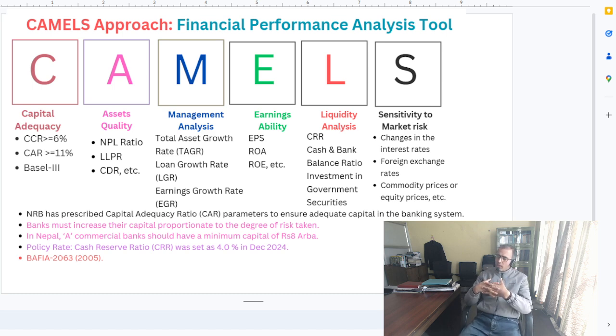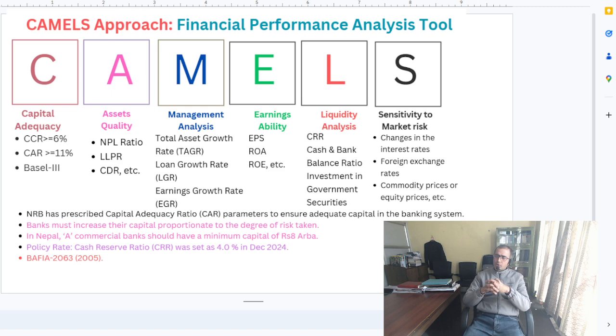Now let's move to the M part. M is about management; we also study the management perspective, like who the board of directors are and their management vision. But generally, when we quantify management, we could use the total asset growth rate, loan growth rate, and earning growth rate. Similarly, what about the E? E is about your earnings ability. Earnings per share, return on assets, and return on equity can be used to measure the overall earnings potential of the financial institution, friends.